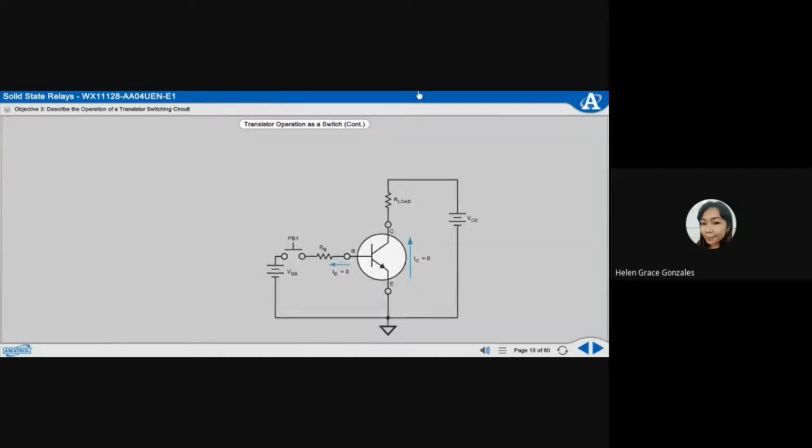The basic concept of a transistor switching circuit is that the transistor is switched between cutoff and saturation so that it is always either on or off. In switching circuits, the transistor does not operate in its linear region. Shown is a basic transistor switching circuit.